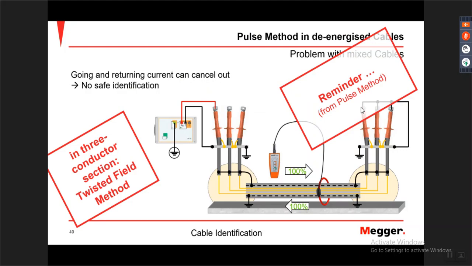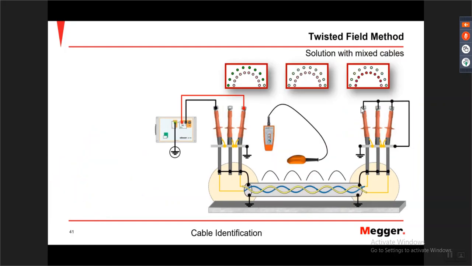Again, if you get 100% going either way from the pulse method, use a twisted field method. If you do not pick a pulse up, then try the different receiver. Twisted field method: as you can see, the unit is set up, linked over at the far end, and then you can look at your high points and your low points.